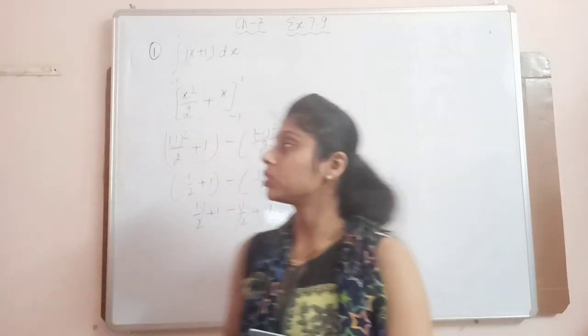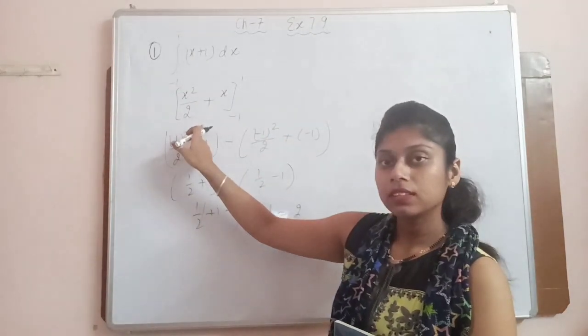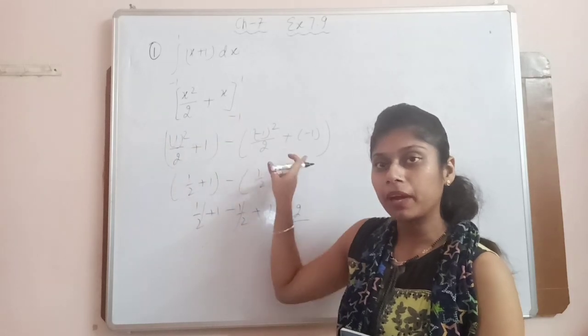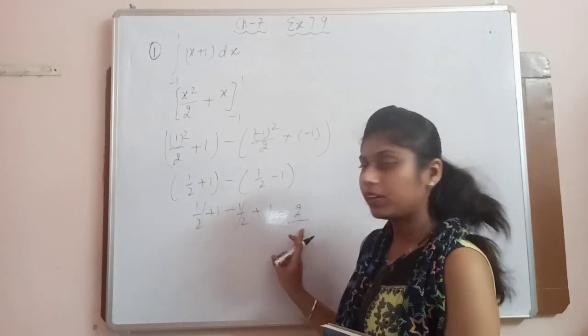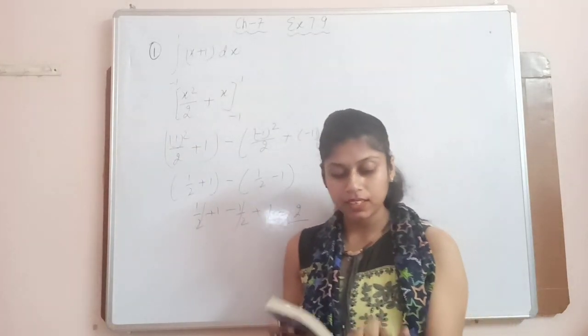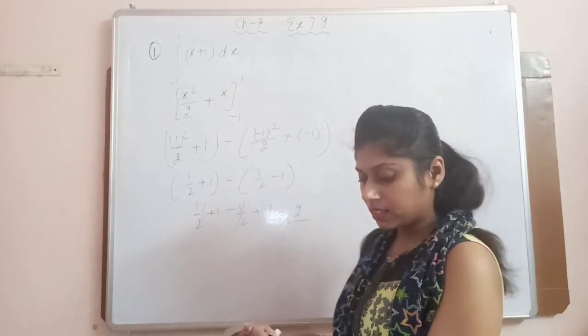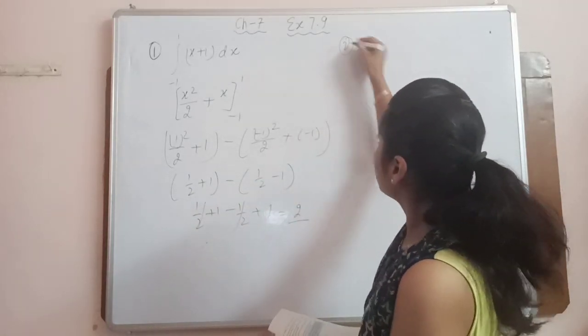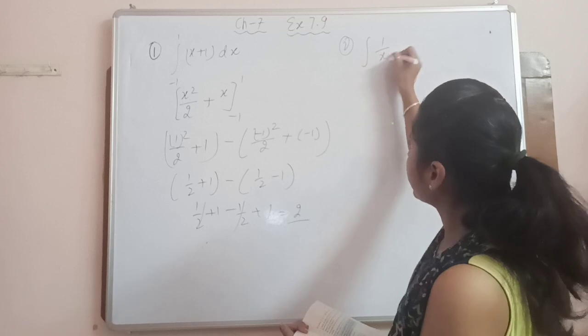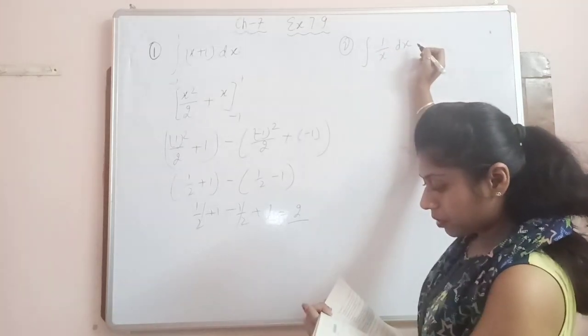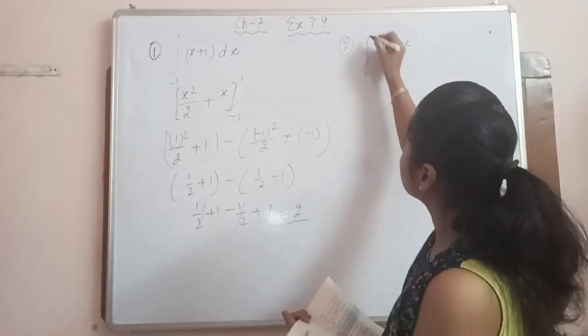Clear? Firstly do the simple integration, then put the limits. Upper limit minus lower limit, then solve it, you will get the answer. Clear? Next, second question: integration of 1 by x, limits are from 2 to 3.